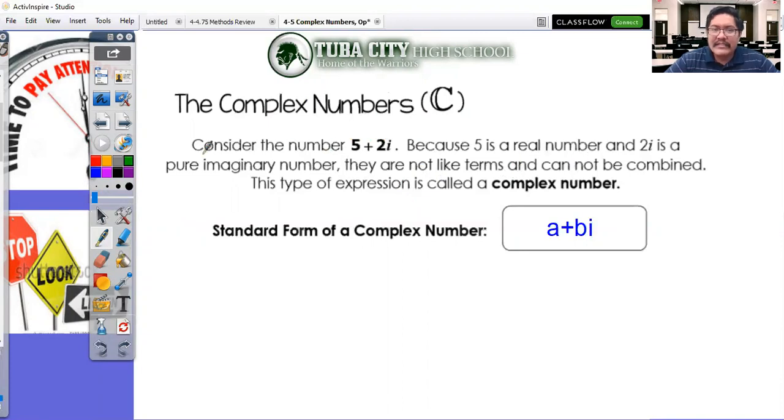So again, imaginary number is quick review. Let me go ahead and remind you what that is. That would be something like a square root of a negative number. That would be an imaginary number.